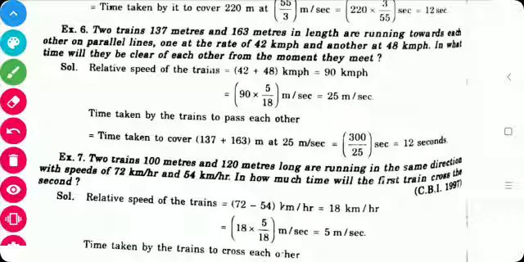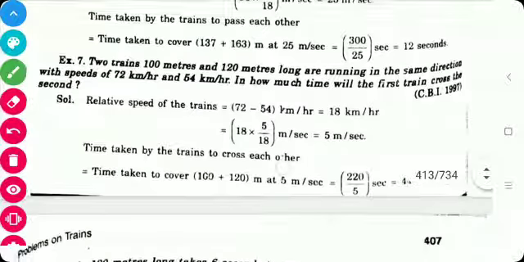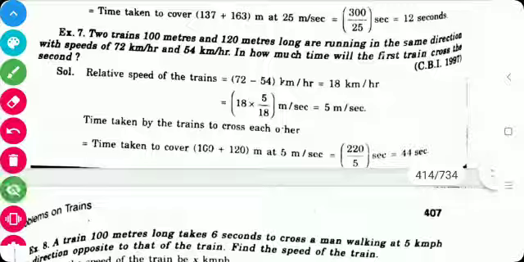Then the next example, example 7. Two trains 100 meters and 120 meters long are running in the same direction with speeds 72 km per hour and 54 km per hour. In how much time will the first train cross the second?